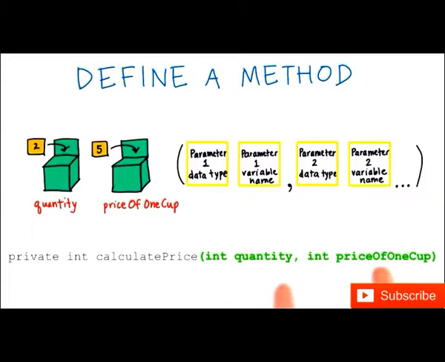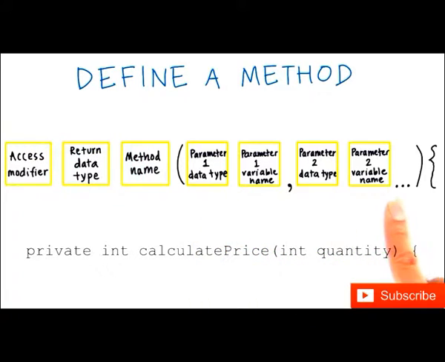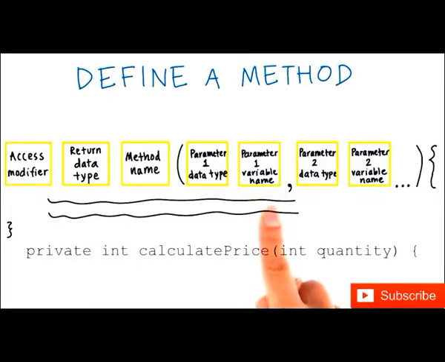You can't flip the order of these, otherwise the method is going to interpret them incorrectly. After you list out your inputs, add a closing parenthesis and then an opening brace. This starts the list of all the instructions within your method. After all of that, just add a closing brace to mark the end of your method.